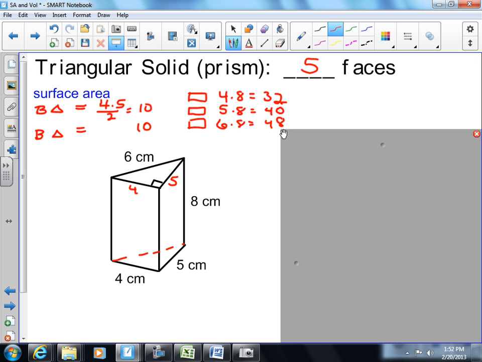Okay, now we're going to take all of these and add them up. So I'm going to take 32, 40, 48, and let's go ahead and put a 20 down there. And I get, is it 140? 140 square centimeters. So to find the surface area of a triangular prism, you're just breaking it down into all the faces and finding the area of each one. Any questions on that one?